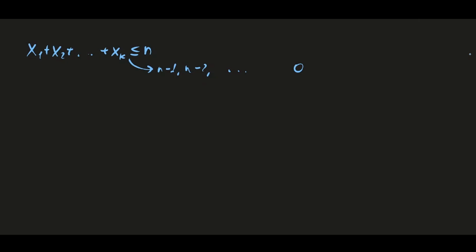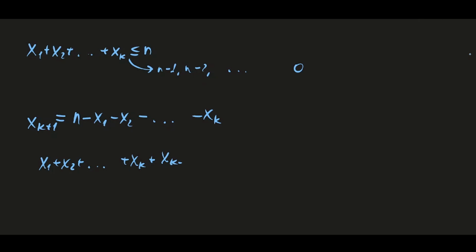To avoid this, there is one approach which introduces a new element x(k plus 1) equals n minus x1 minus x2 minus ... minus xk. In this case, we get x1 plus x2 plus ... plus xk plus x(k plus 1) equals n. If we apply our formula once again, we get n plus (k plus 1) minus 1 choose (k plus 1) minus 1, which can be rewritten as n plus k choose k.